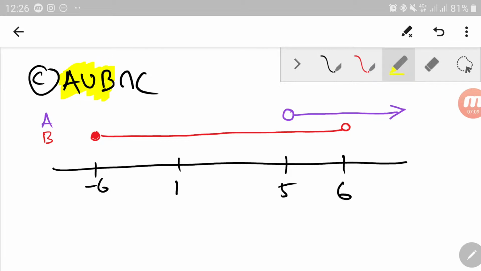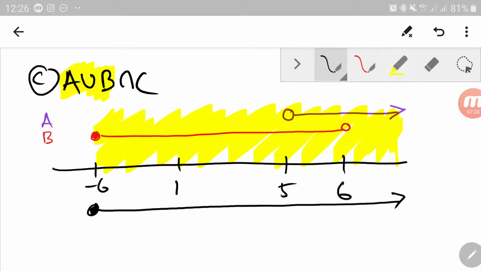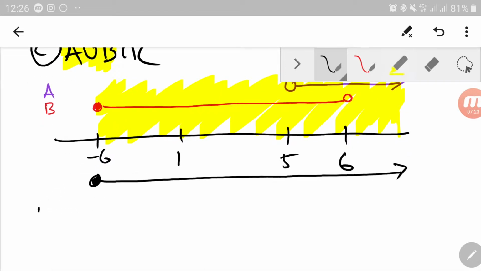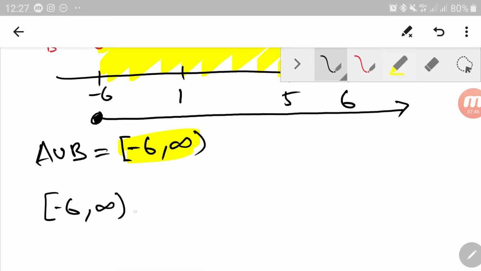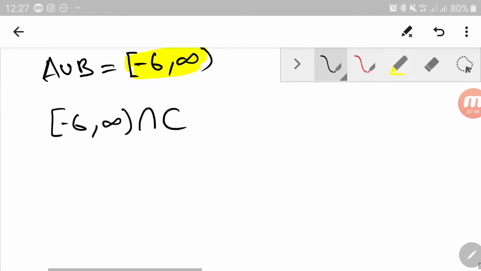A union B is the collection of everything. Just take, as long as the element is there, we consider it as the answer. So it's from minus 6 going to infinity. So A union B is minus 6 to positive infinity, square bracket, and then we take this solution. We take this solution, minus 6 to infinity, we continue intersecting it with C.